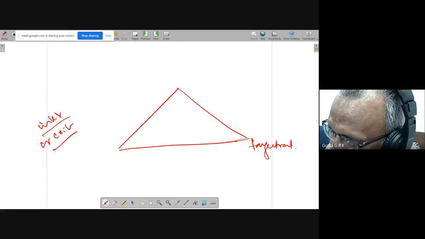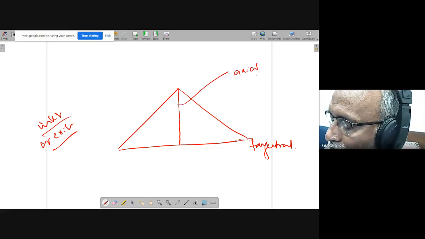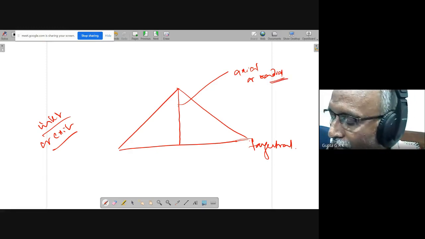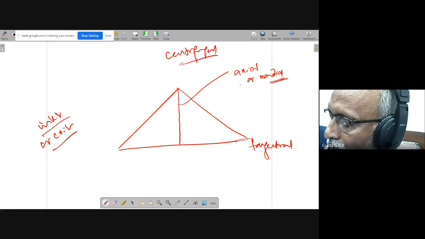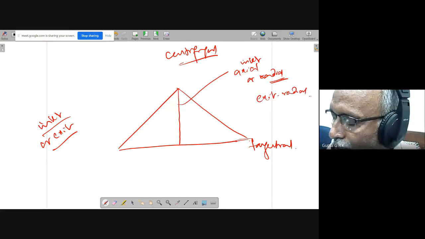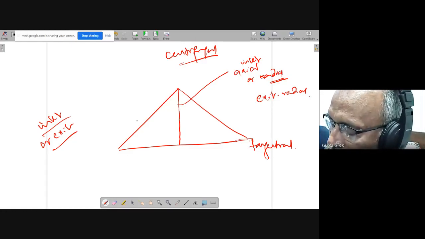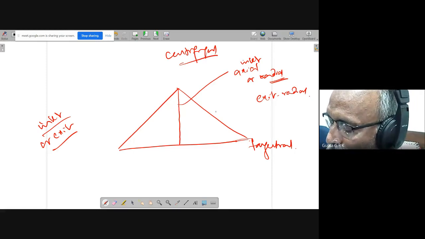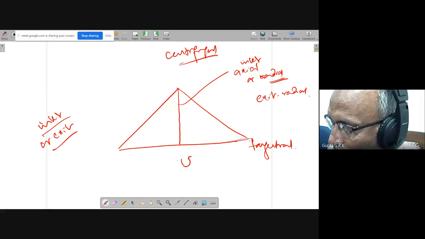And this altitude is axial or radial. It depends on whether it is inlet or exit. If it is inlet, it is axial for centrifugal, right? For centrifugal, inlet is axial. If it is exit, it is radial. Okay, so that is the way we use. And so we will get one side absolute velocity, one side relative velocity, and the base will be u. This is always u.